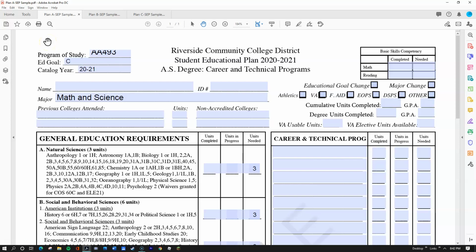I'm going to stop it right here, and I'm going to make a second video to explain Plan B and Plan C, which are the transferable degrees to get you to transfer to the universities.